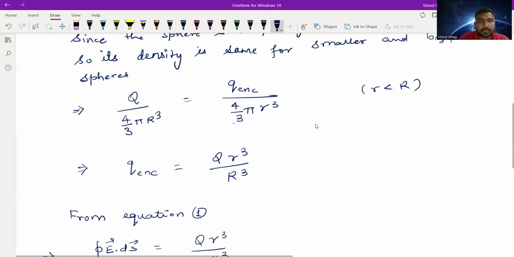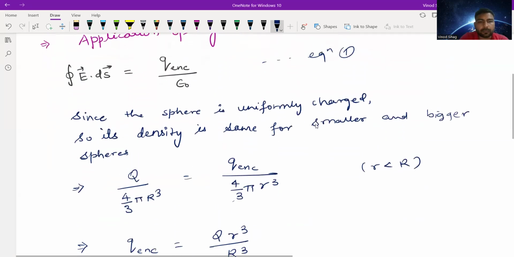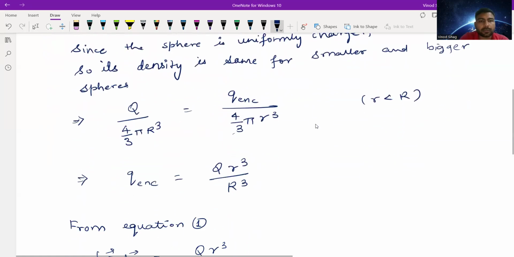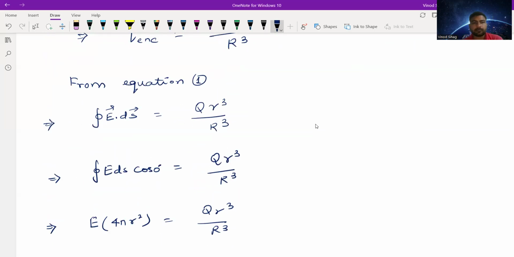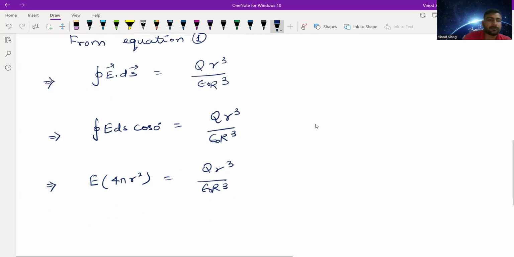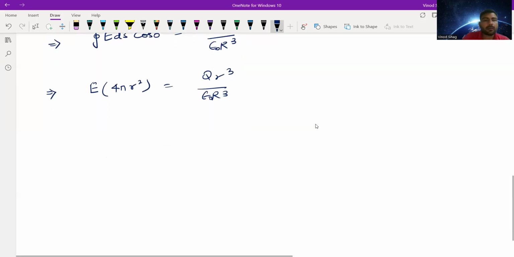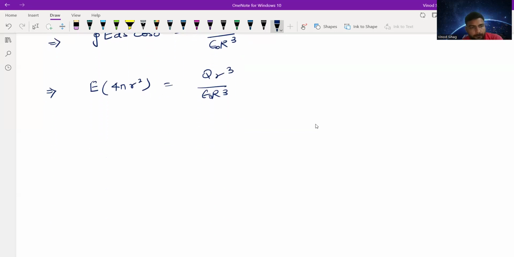Sorry, one mistake is there. We forgot to mark epsilon naught in the denominator part. So from this equation, epsilon naught is also there. Now the equation will be E equals q r cube upon 4 pi epsilon naught r square into R cube.